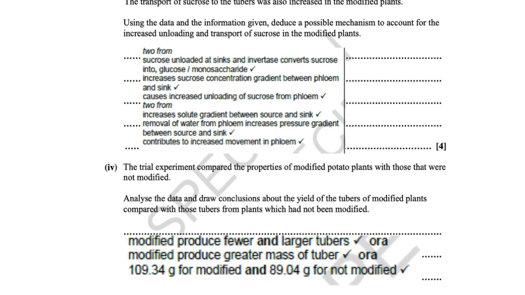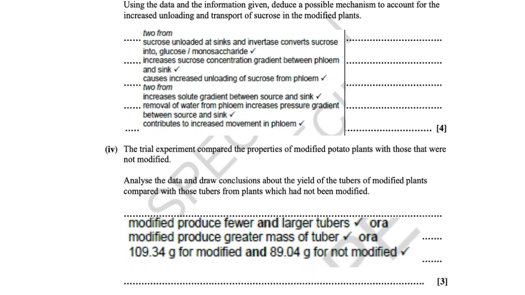The trial experiment compared the properties of the modified potato plants with those that were not modified, analyse the data and draw conclusions about the yield of the tubers. Now remember that the modified plants produced fewer tubers, but those tubers were much larger compared with those tubers from plants which had not been modified. So the yield is the number of tubers multiplied by the size of each tuber.